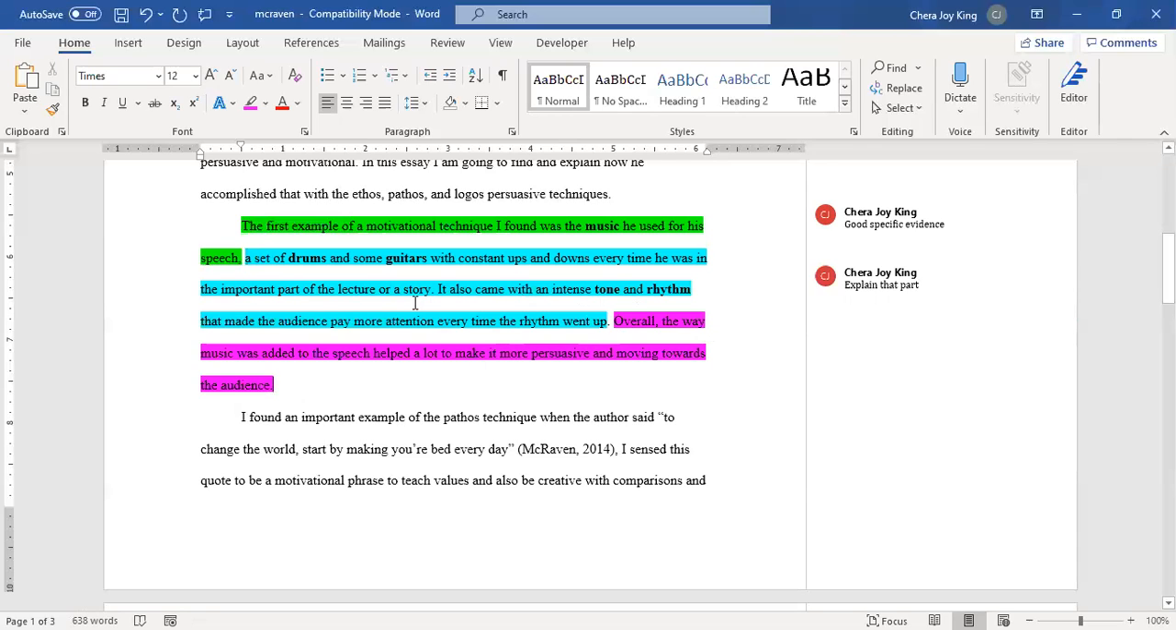So as far as the ideas, I said that he could be a little more specific with every time the rhythm went up, every time he was in an important part of the lecture. The organization looks fine. He could decide if he wants to talk about drums first or tone first. He can move these details around so that they have more of an impact. He doesn't have any major issues with word choice.